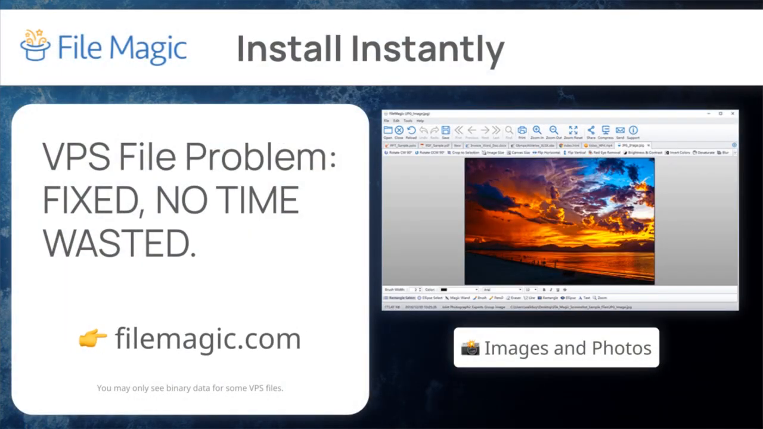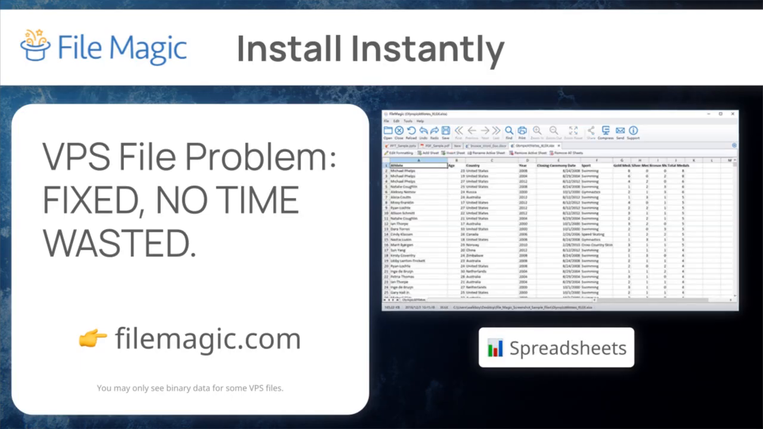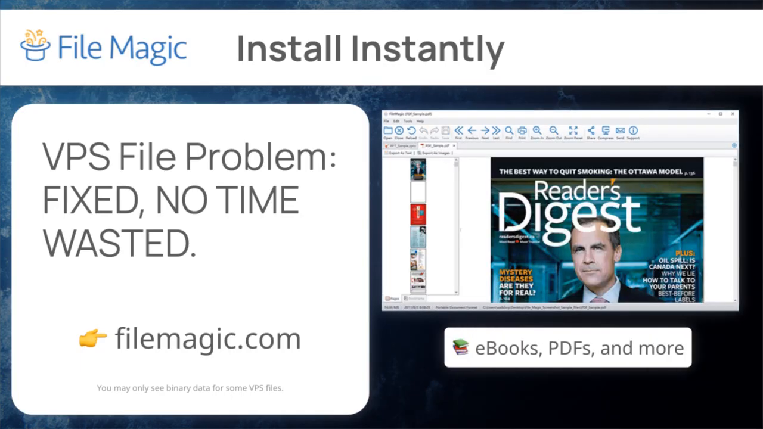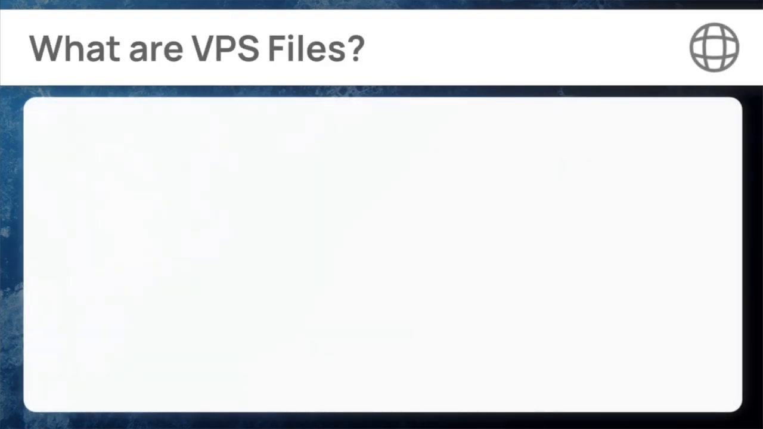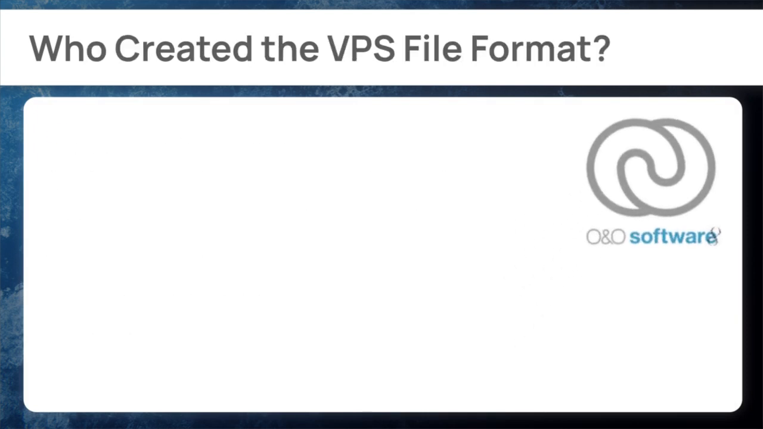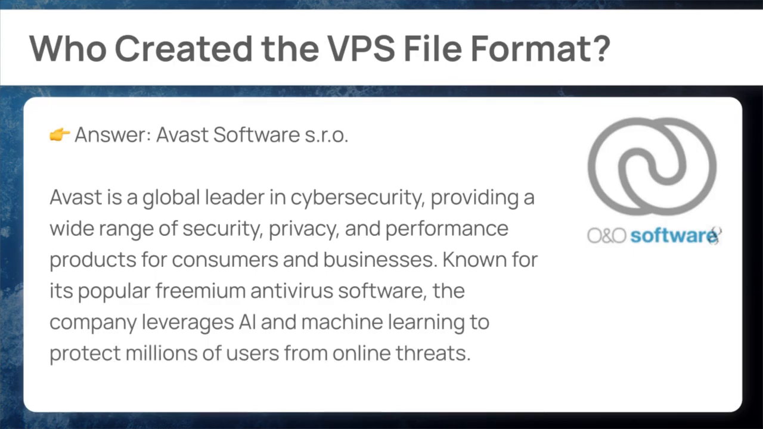Users find VPS files in the installation directory of Avast Antivirus and are curious about their purpose. These files contain the latest virus definitions, and user searches are often driven by a need to understand if the file is important, why it's large, or how to perform a manual update.